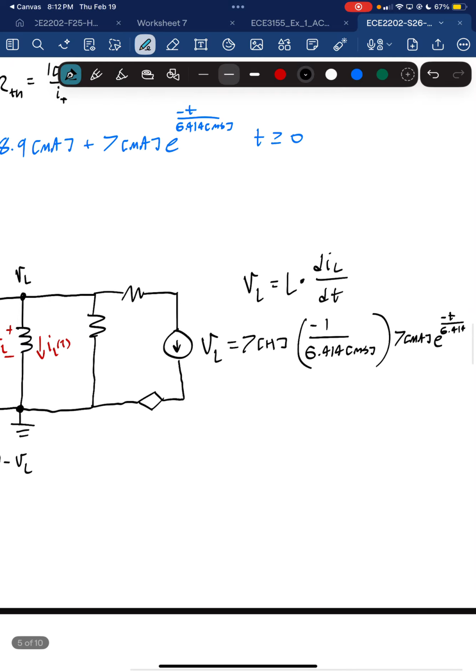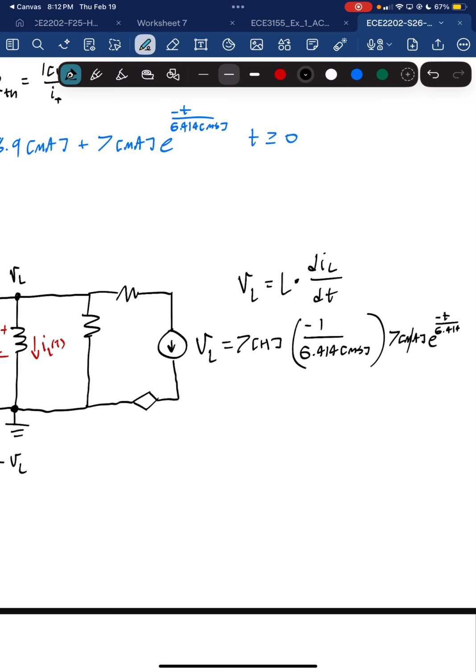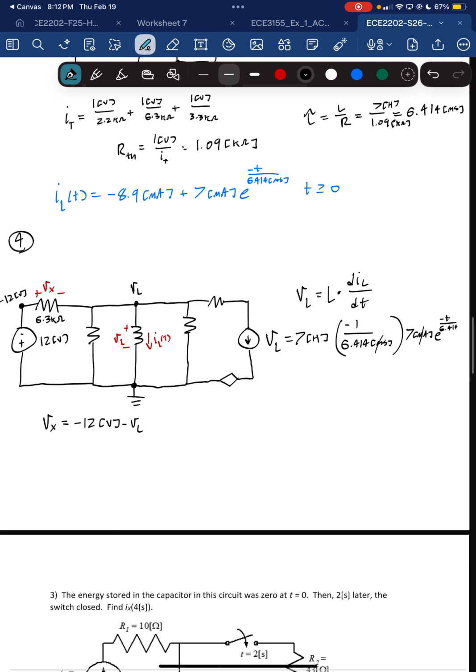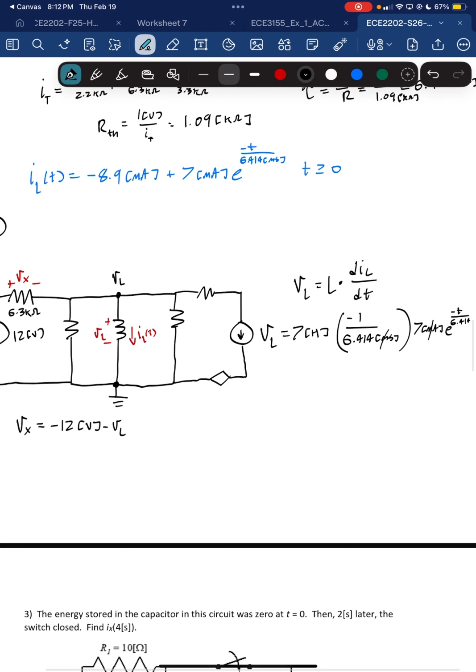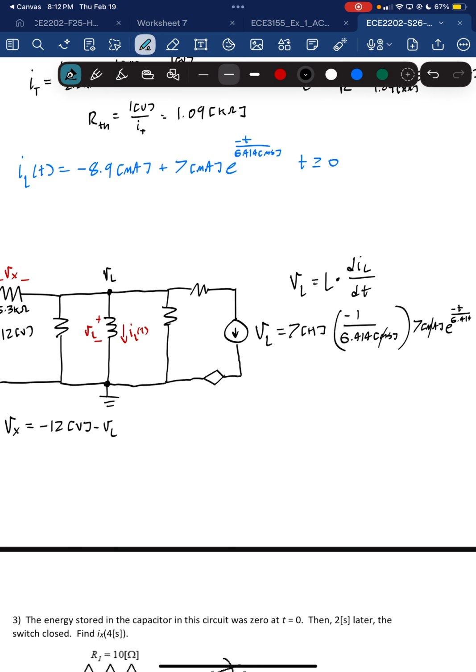All right. Key thing to note here is that the milliamps is going to cancel out with the milliseconds. So you don't have to worry too much about units. You just do 7 times 7 divided by 6.414 times negative 1, obviously, to get you negative 7.64 volts e to the negative t over 6.414 milliseconds. And that's for t greater than 0. That is our VL.